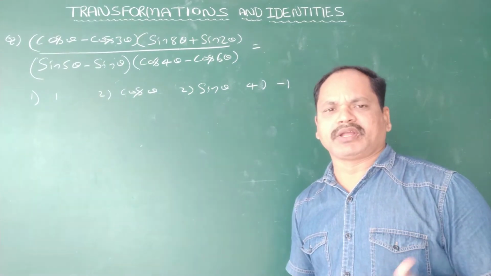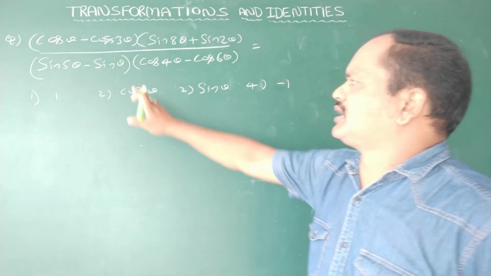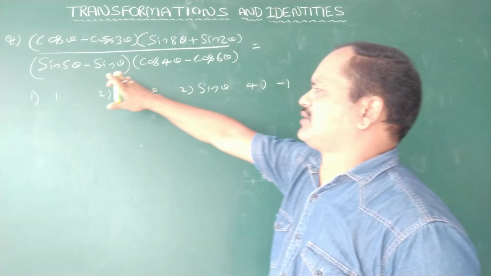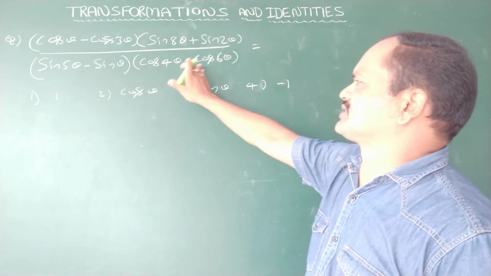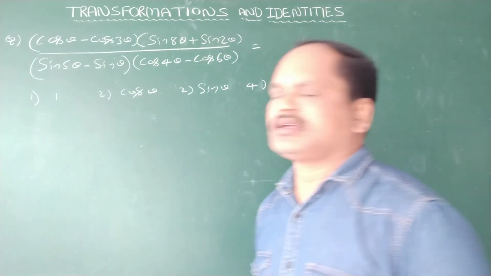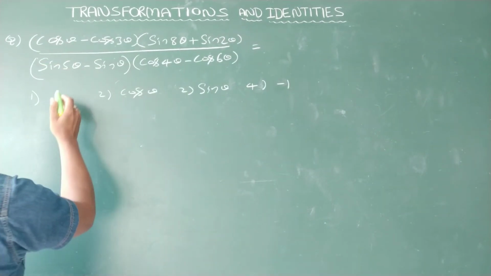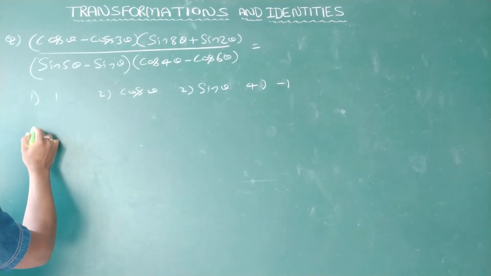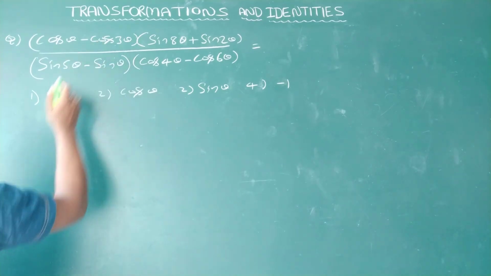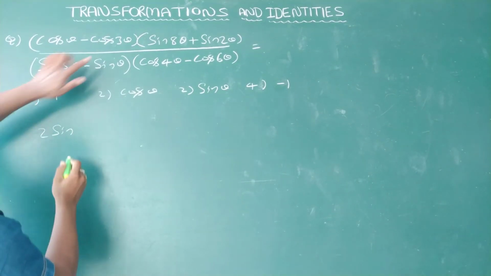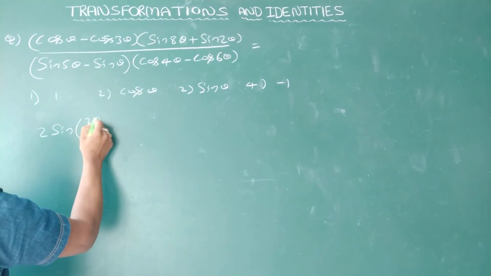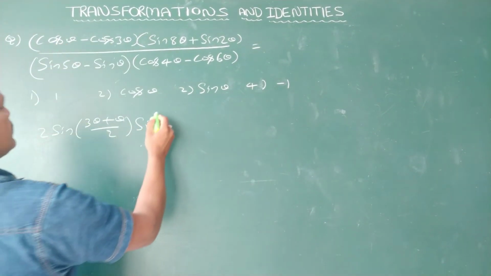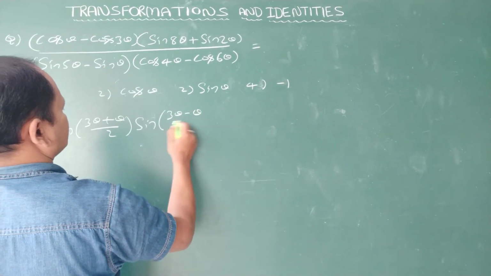Now we have to apply all the formulas. Observe the first bracket: the cos C minus cos D formula. Here it is the sin C plus sin D formula. Here it is the sin C minus sin D formula. Here it is the cos C minus cos D formula. So we have to write the three formulas. For this one, minus 2 sine (D plus C) by 2 sine (D minus C) by 2, that is 3 theta plus theta by 2, 3 theta minus theta by 2.